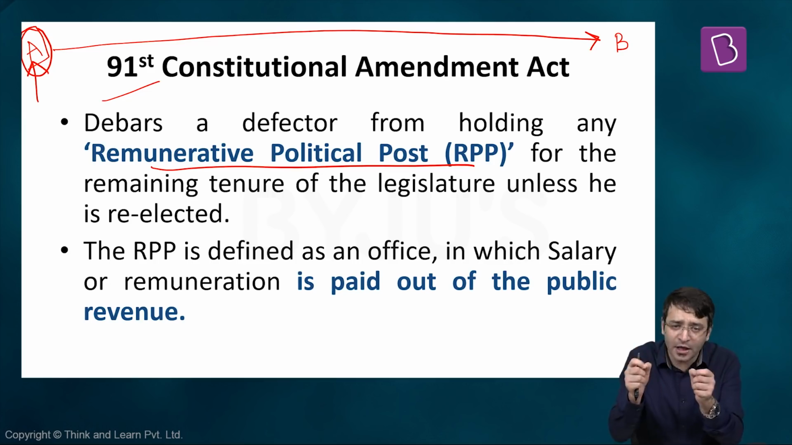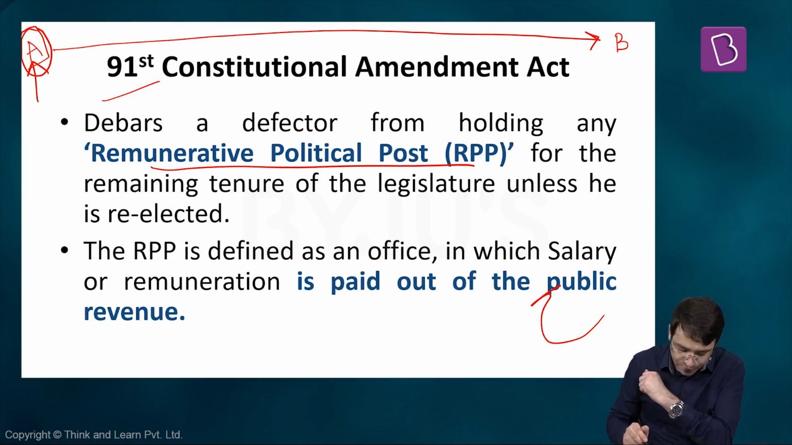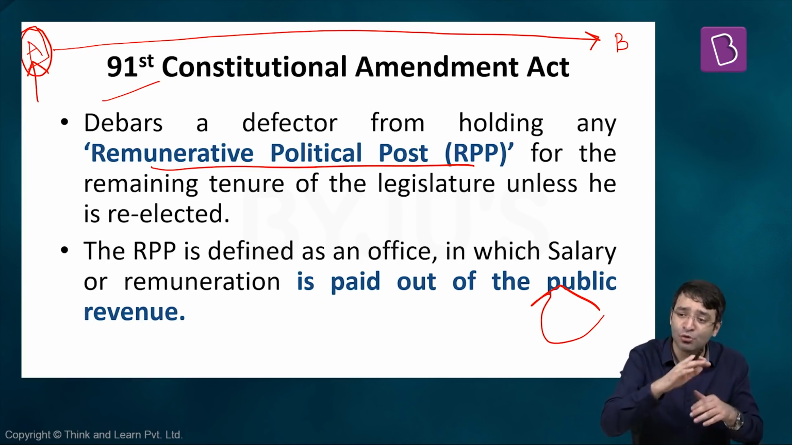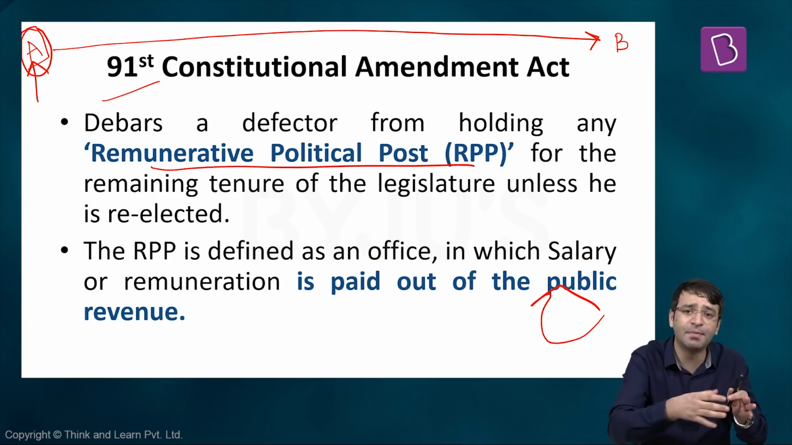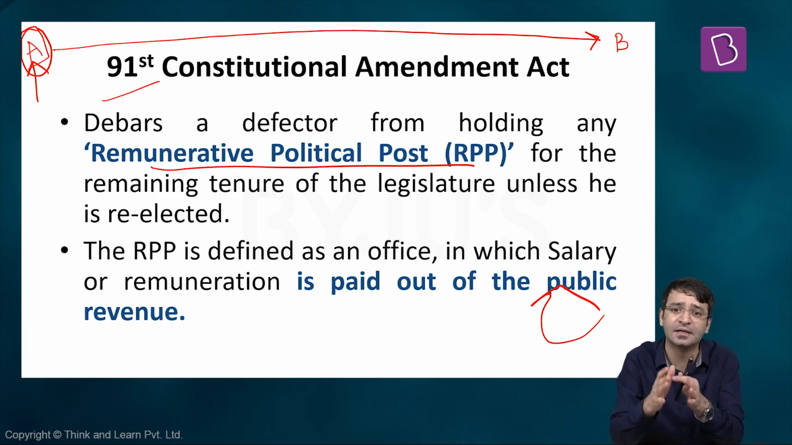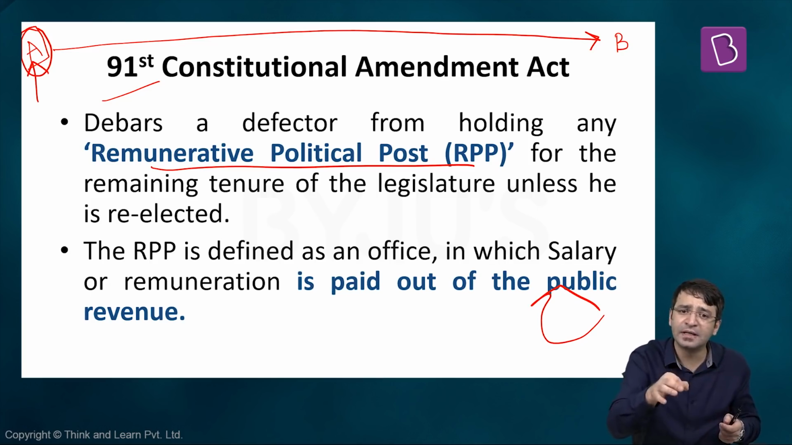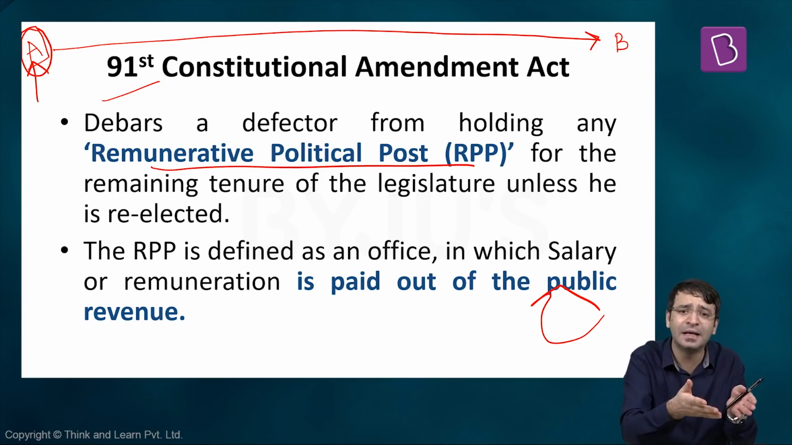And what is the meaning of this remunerative political post? Any post for which the salary, for which the allowances, is paid out of public revenue. That means you can't be made a minister, you can't be made the head of a statutory organization, you can't be made head of a public sector undertaking, because this amendment has made it clear a defector is barred from holding any remunerative political post till the time you are re-elected.